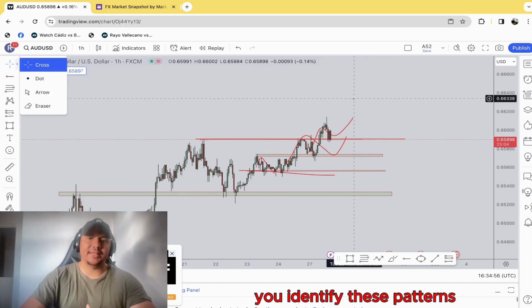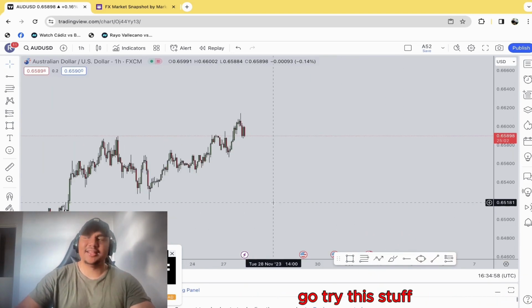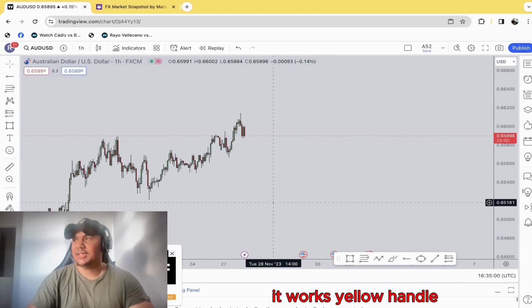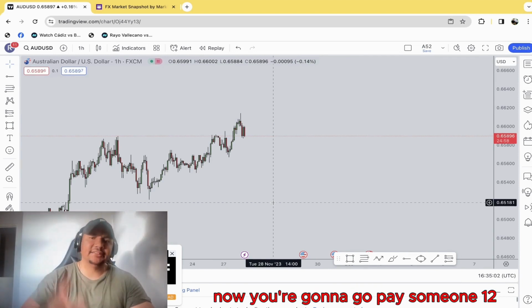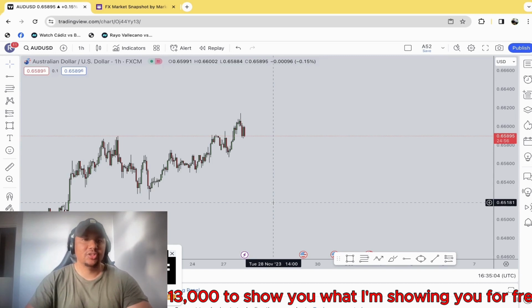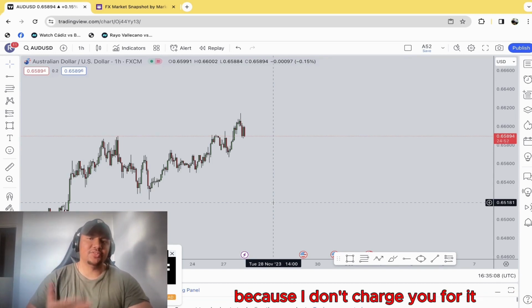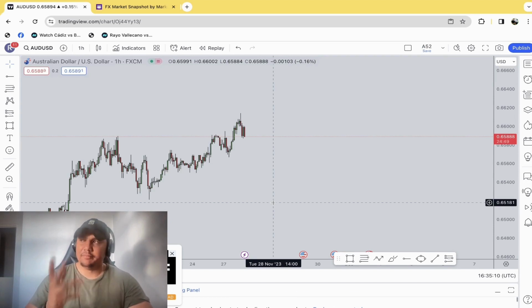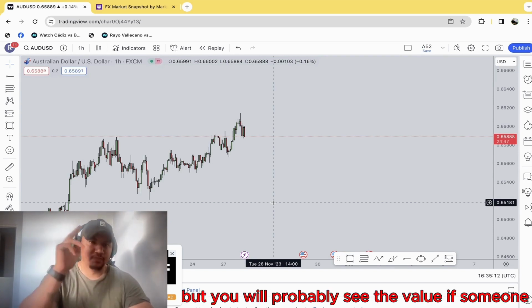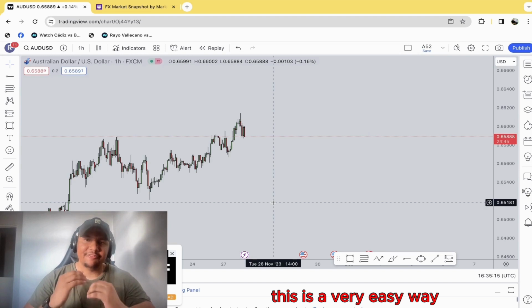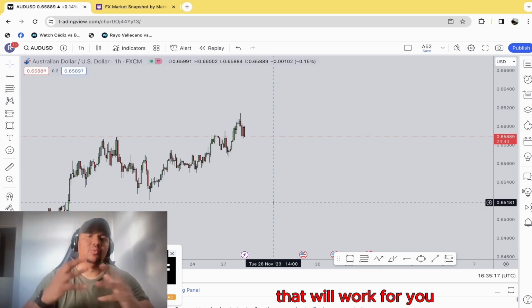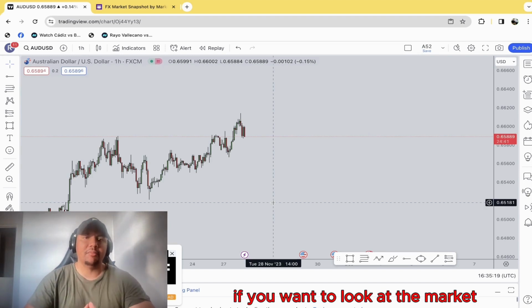You identify these patterns. If you want to day trade, go try this stuff. It works. Now you're gonna go pay someone 12, 13,000 to show you what I'm showing you for free. But you might not see the value in this because I don't charge you for it. But you will probably see the value if someone charges you for this. This is a very easy way that will work for you if you want to look at the market.